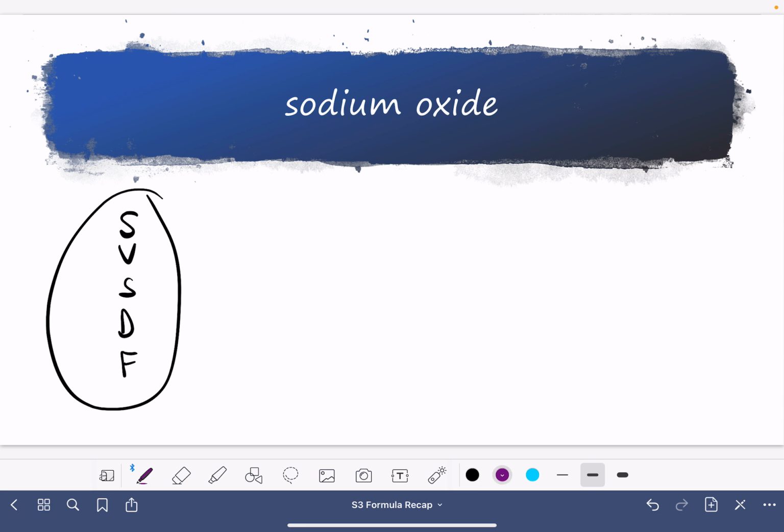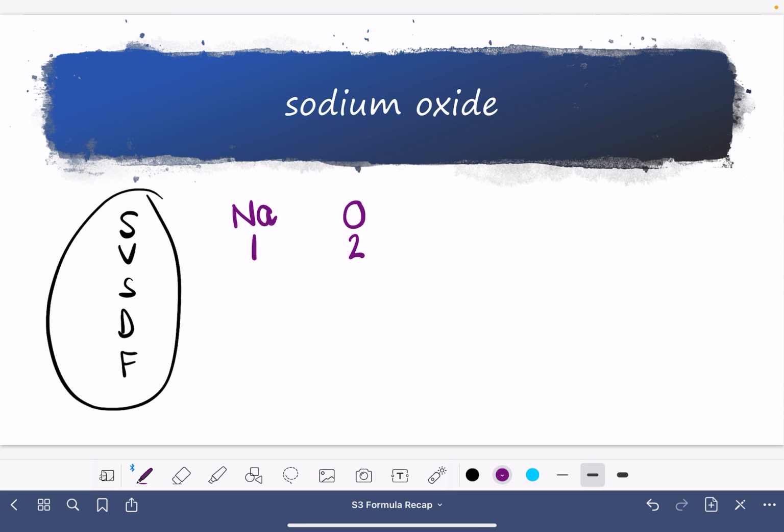So the symbol then for sodium is Na. Sodium's in group 1 in the periodic table. And for oxygen, it's O. Then underneath them, I write their valencies. So the valency for sodium is 1 because it's in group 1, and for oxygen is 2 because it's in group 6. So remember, the valencies go 1, 2, 3, 4 in groups 1, 2, 3, 4. And then in group 5, it's 3, group 6, it's 2, group 7, it's 1, and group 8, it's 0.